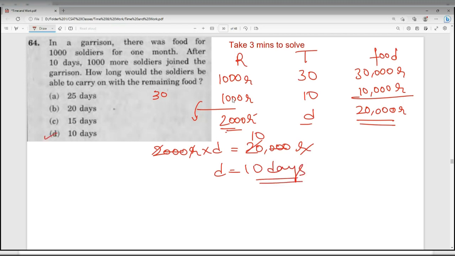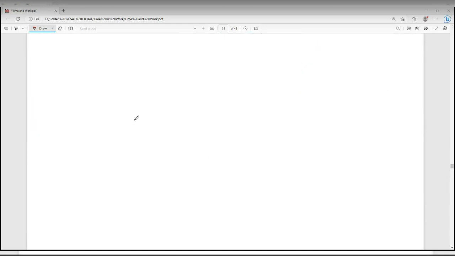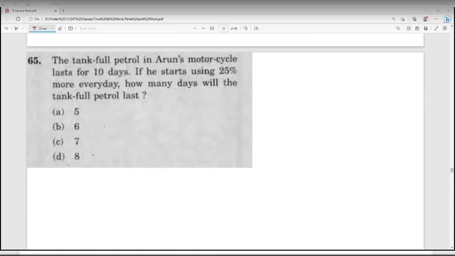I hope you have all got the answers. If you still have any doubt in this, please ask. If there is no more doubt, we'll move to the next question. Okay, we'll move to the next question. Take 3 minutes to solve this.